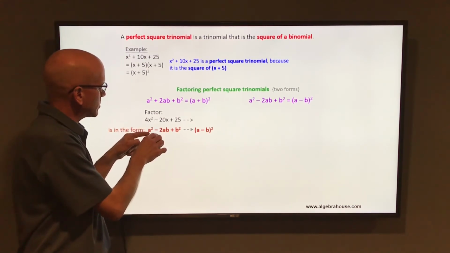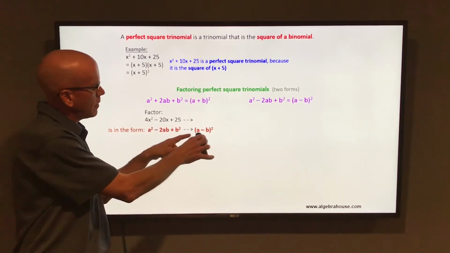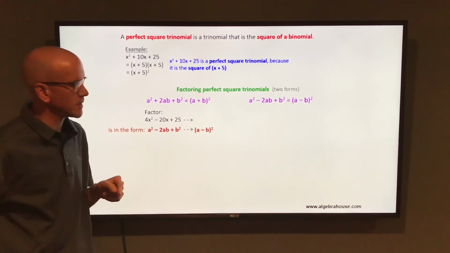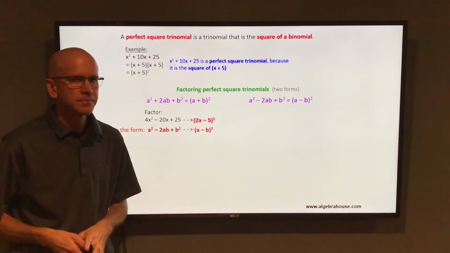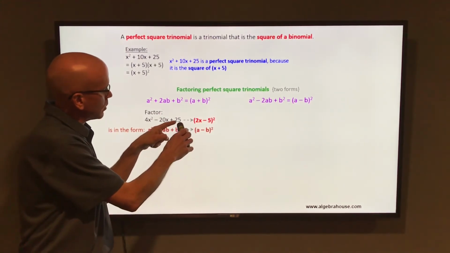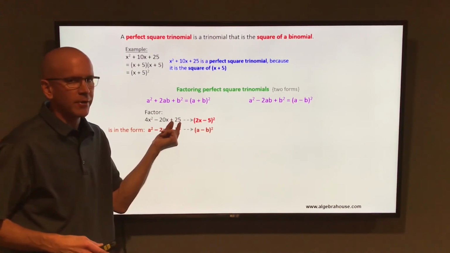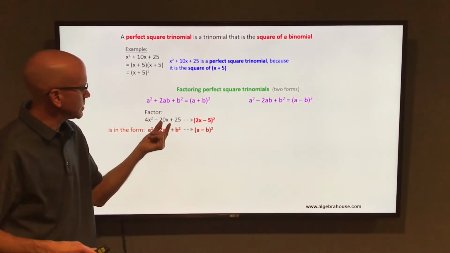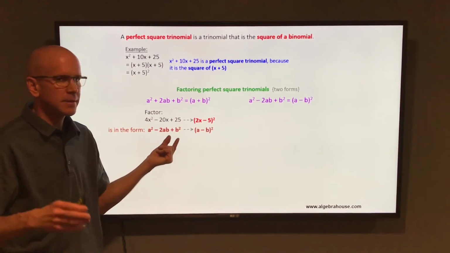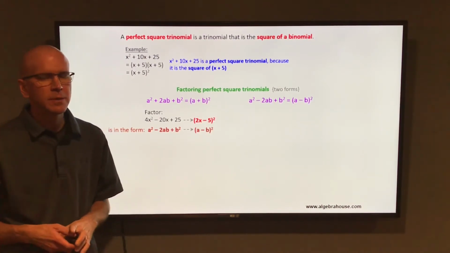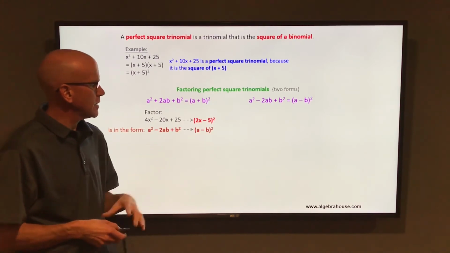Because if a squared is 4x squared, what goes in the a spot here is the square root of that. The square root of 4x squared would be 2x. If b squared is 25, what goes in the place of the b here is the square root of 25, which is 5. And since it's in the form of a squared minus 2ab plus b squared, I'm going to put a minus sign between those terms. 2x minus 5 squared is what that factors into.